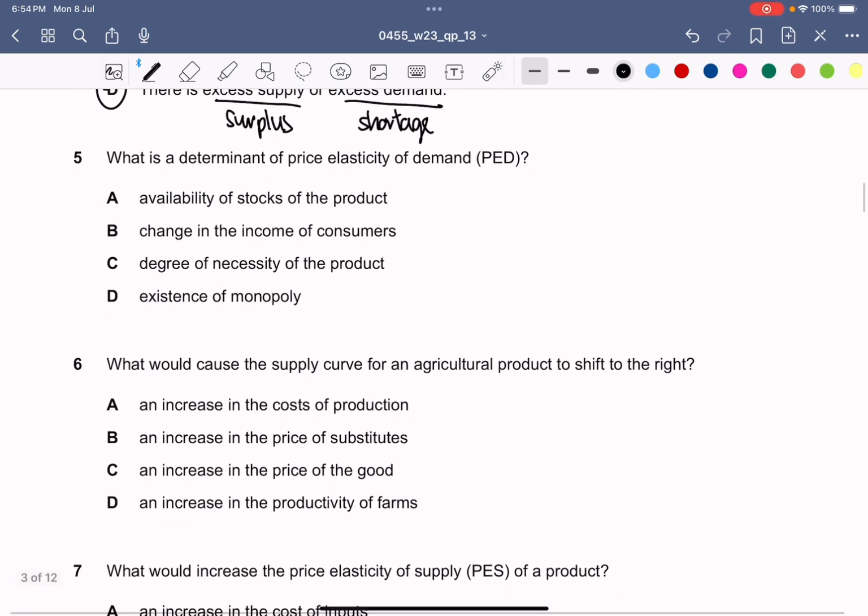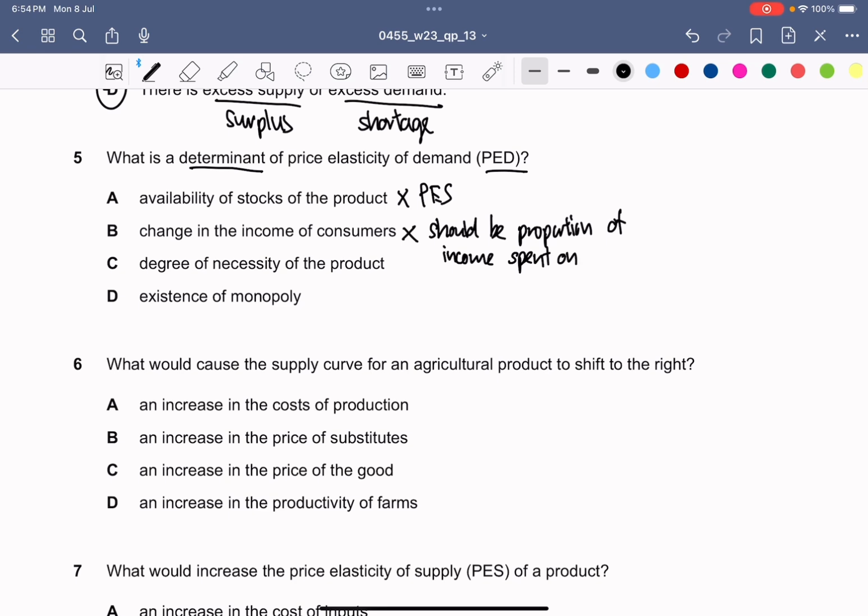Move on. What is the determinant of price elasticity of demand, PED? A. Availability of stocks of the product. No, this affects PES, price elasticity of supply, not PED. B. Change in the income of consumers. Oh, this one is tricky, but this one is also wrong because it should be the proportion of consumers' income spent on a product, which is not related to the change in income.